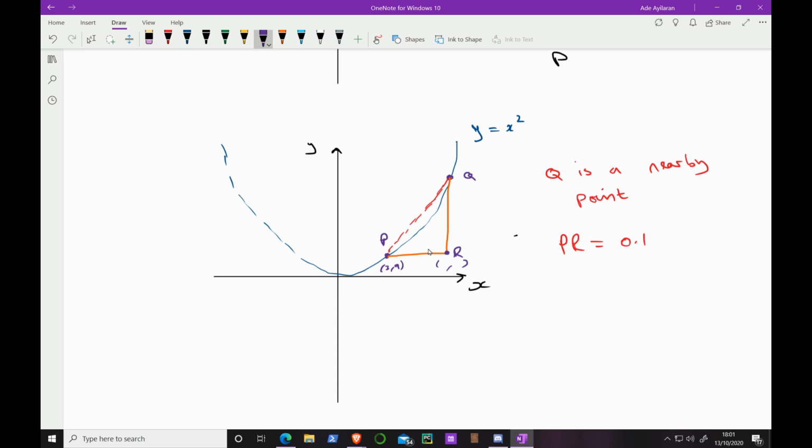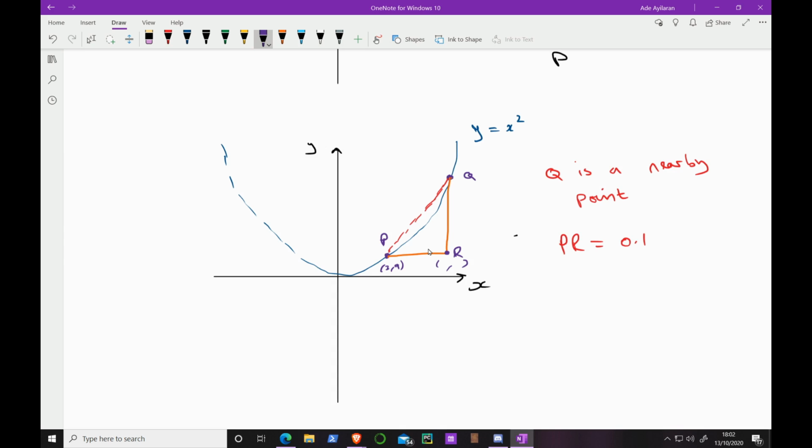Q minus P. Well, Q minus P is this line here. It's the red line. I don't want that. I want the coordinate of R.